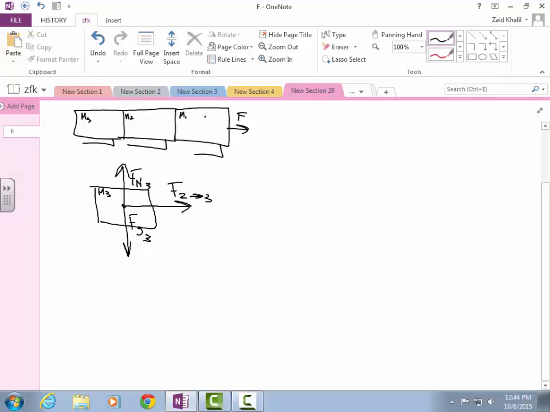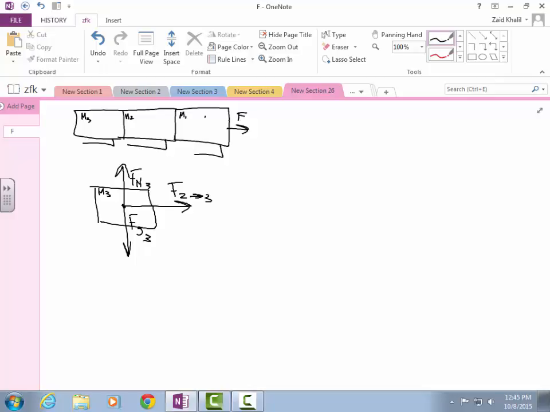Yes? The train is being pulled with a force F. Or you could say that there is a motor on the front of M1 which is responsible for its locomotion. And there's a force F acting on it.